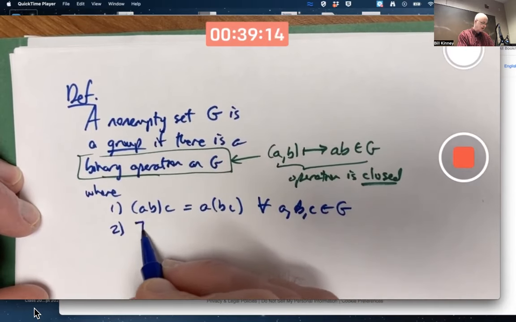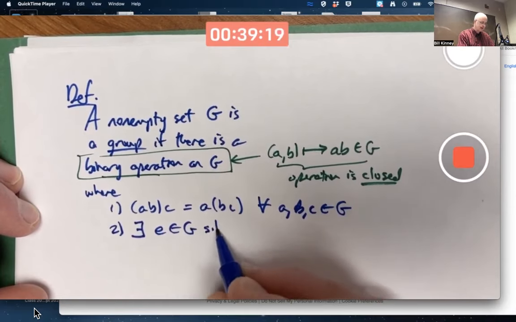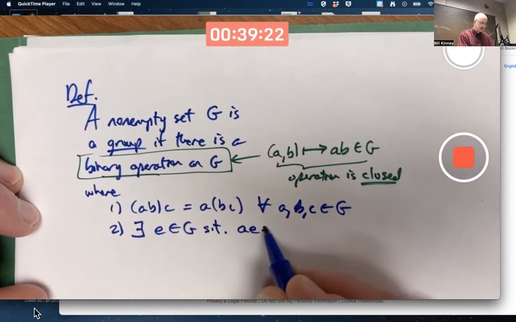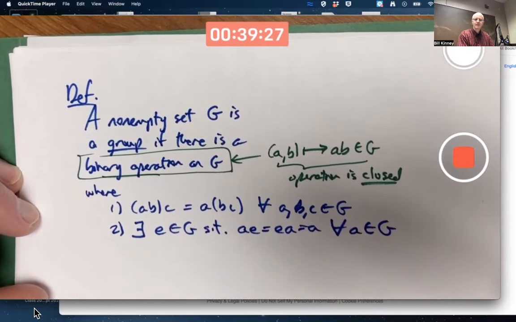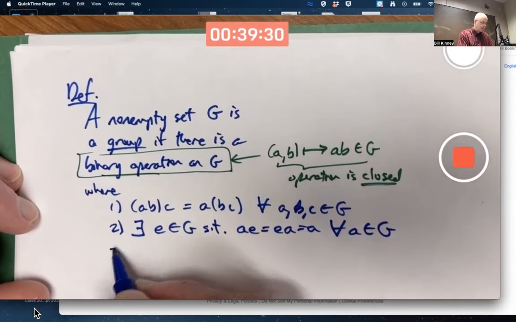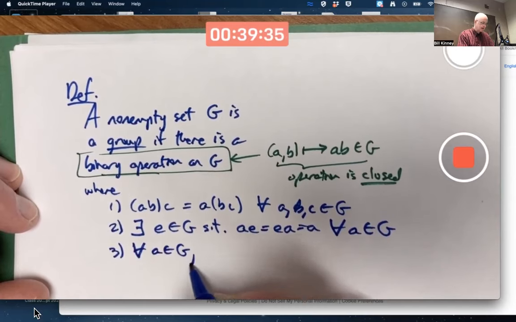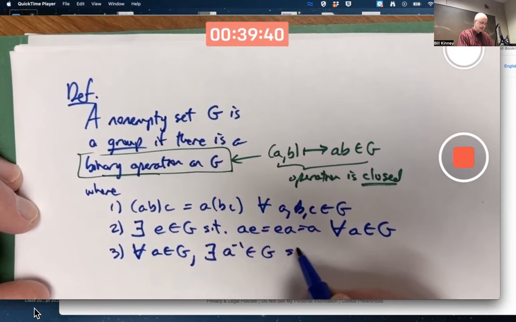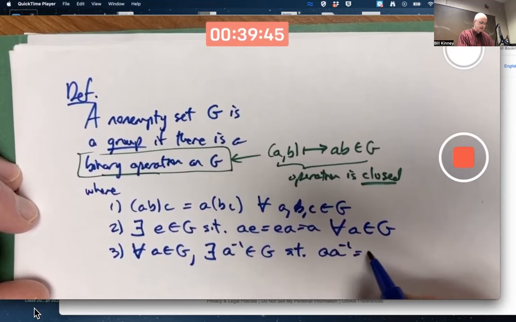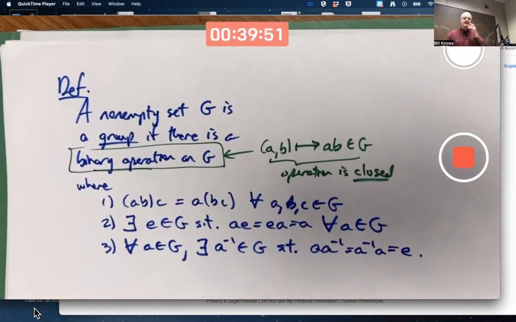Property 2, there exists an element E in G that is going to be the identity. AE equals EA equals A for all A in G. And property 3, for every element in G, there exists an inverse element. What does the inverse element have to satisfy? When you multiply A and A inverse in either order, you get the identity. This is the definition of a group.